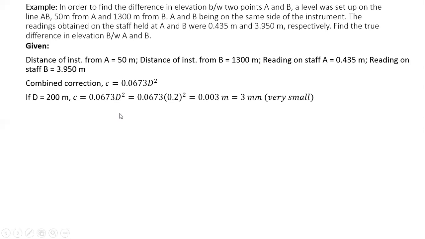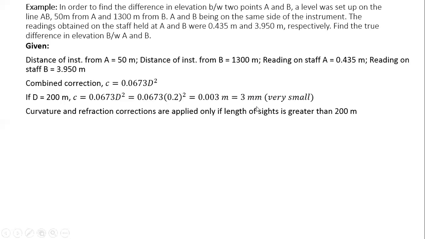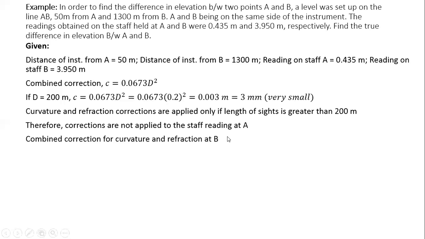So we'll see that if the distance from the instrument to the staff is 200 meter or less, we have only 3 millimeter error in the staff reading, which is very small. So that's why we have to apply the curvature and refraction correction only if the length of sides is more than 200 meter. Therefore corrections are not applied to the staff reading at A.